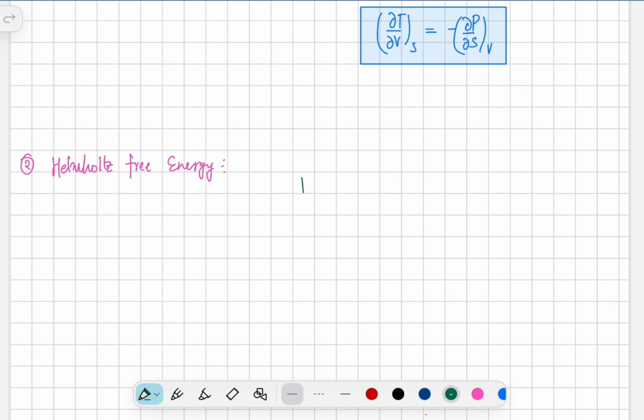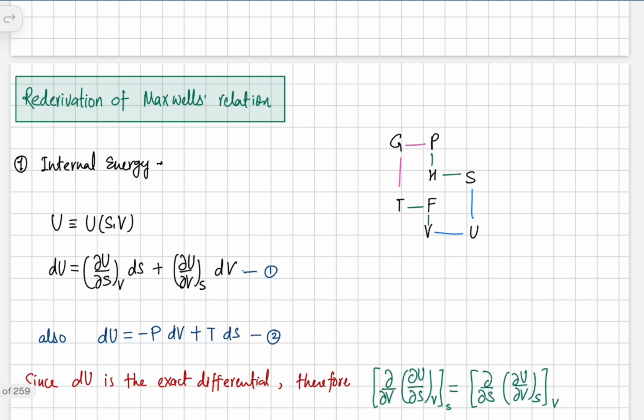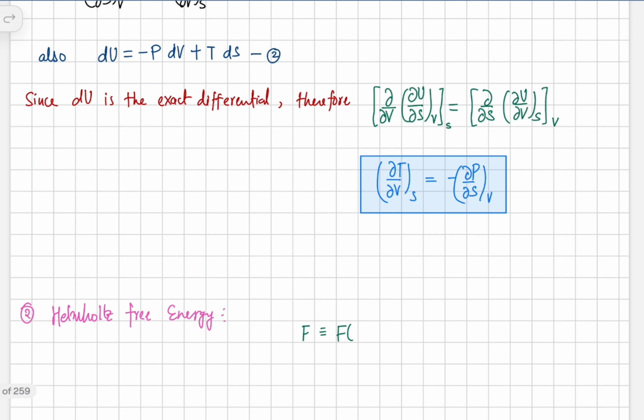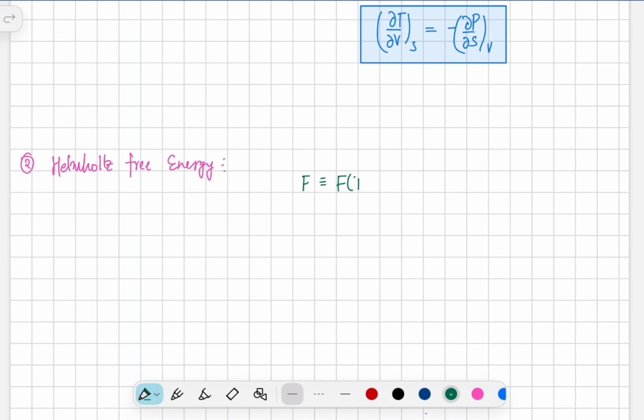So F, what are the natural variables of F? You don't need to remember, you just need to remember the mnemonics. F is connecting T and V, so T and V are the natural variables of Helmholtz free energy. So first step, dF is nothing but that, since it is exact, or in general you can write in this way, dF in this case is nothing but this. This is equation 1, right?